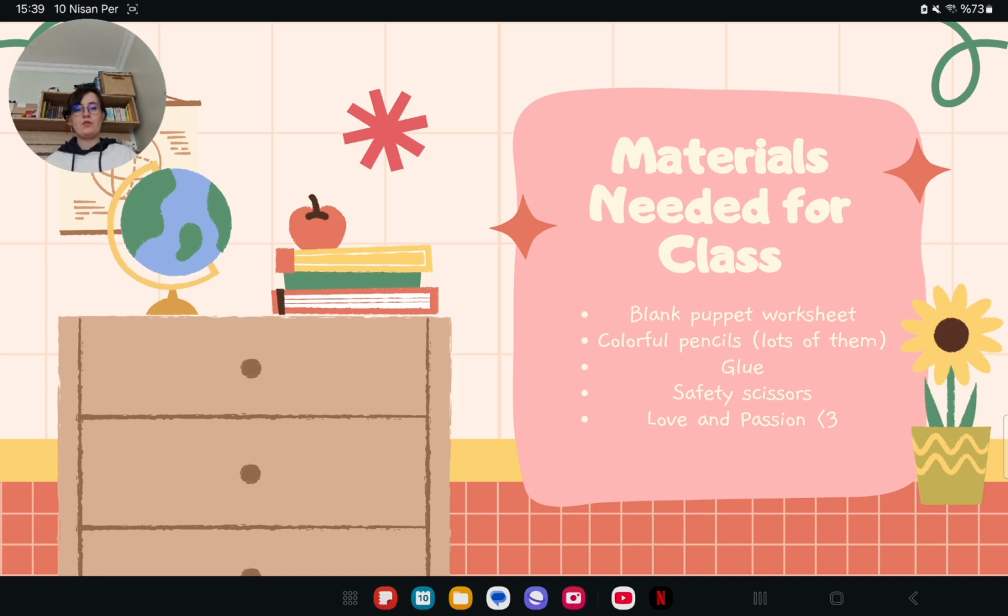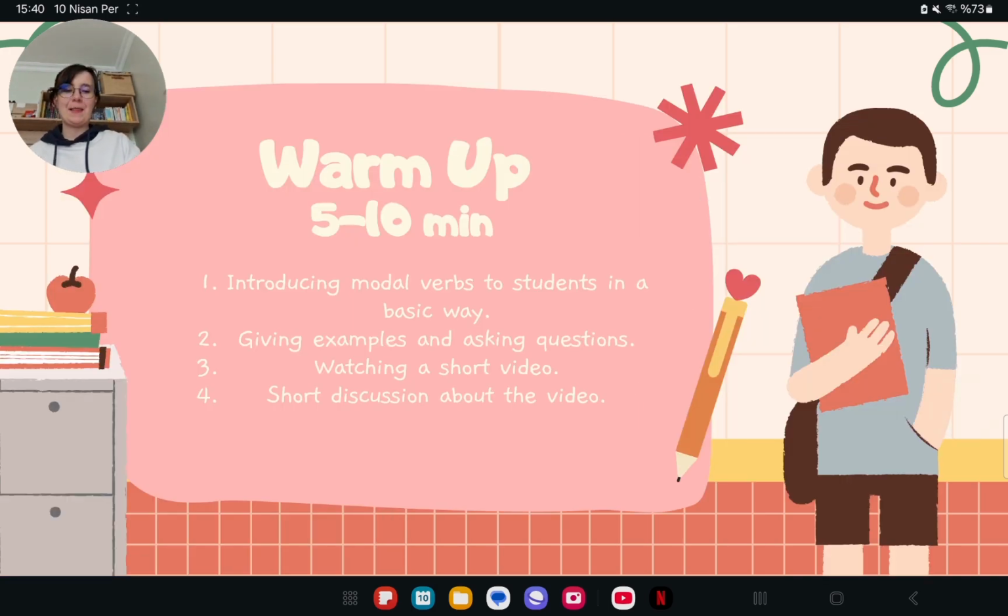but make sure to keep an eye on students and help them if they need it, so they won't hurt themselves. But I'm sure if you use safety scissors, it will lower the chances of something bad happening. But be careful again. And we need lots of love and passion. Both teacher and students need this for the lesson as well.